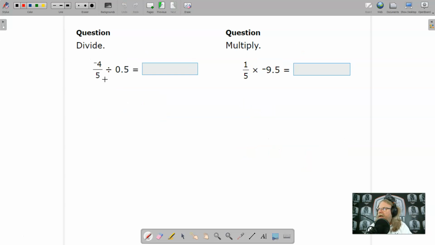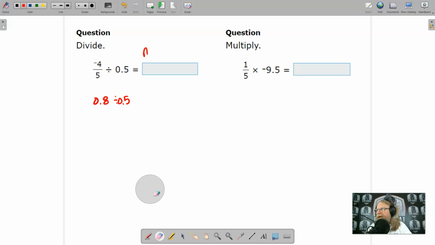Last two problems here. If I look at this one here, first of all, it's negative divided by a positive, so my answer is going to be negative. Let's remember that. So let's turn 4/5 into a decimal, okay? Now, 1/5 would be 20%, 4/5 would be 80%, so it should be 0.8 divided by 0.5. If it was multiplication, this would be a lot friendlier.